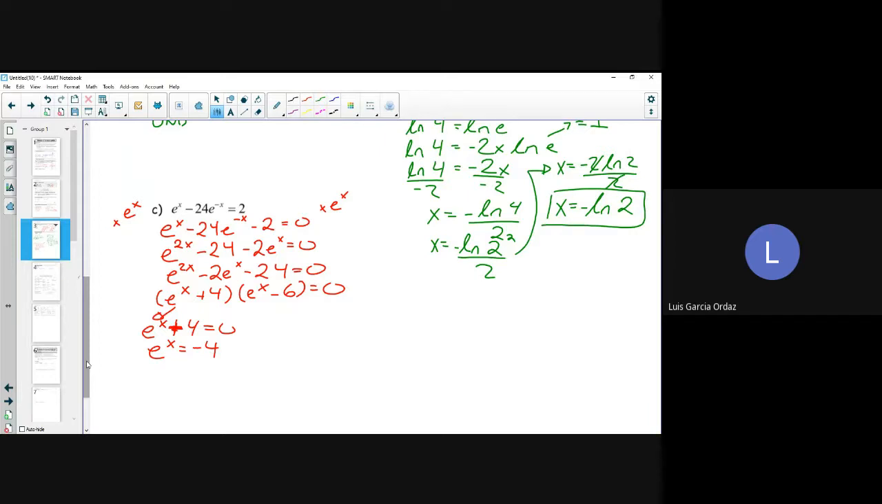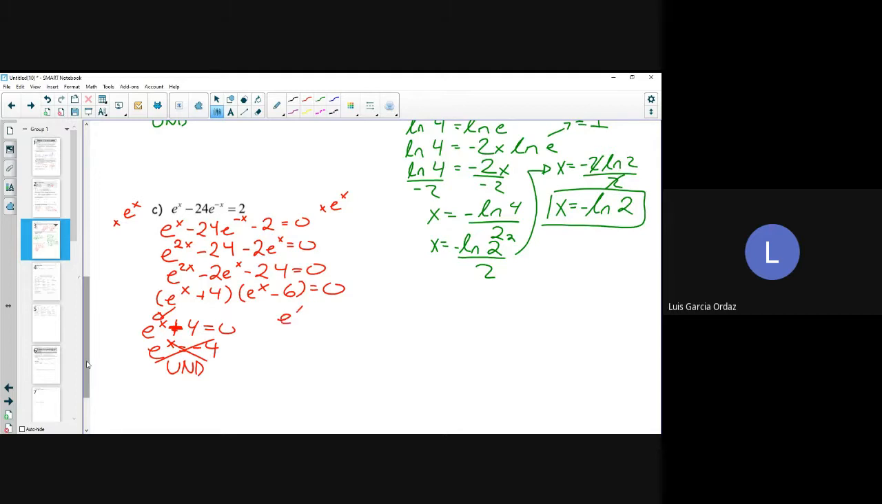No. Yeah, but remember e to the x will always be bigger than 0. So this will give me undefined. This is now undefined because e to the x will never give me negative 4.